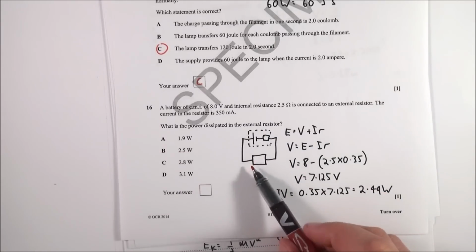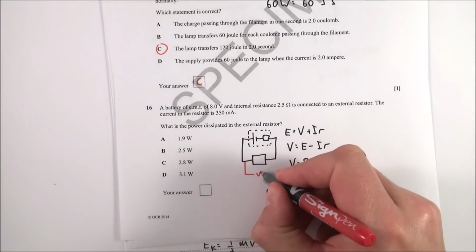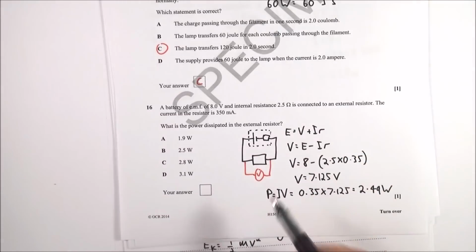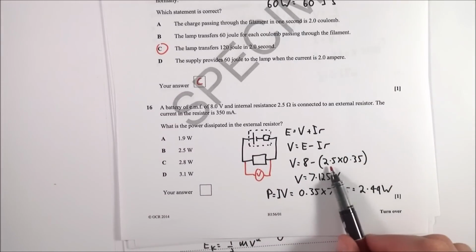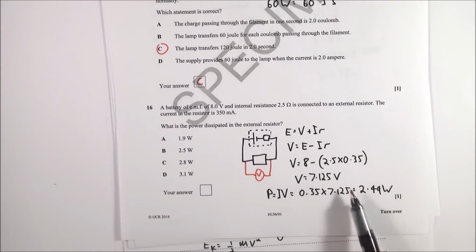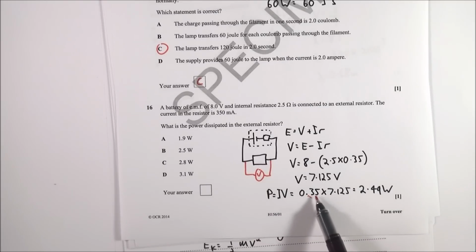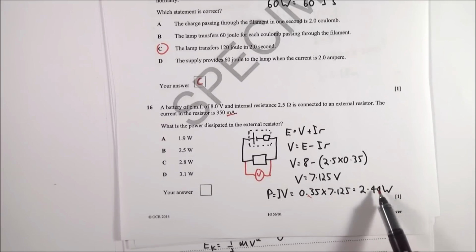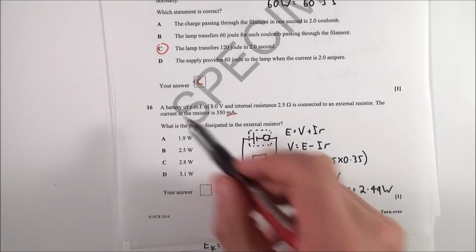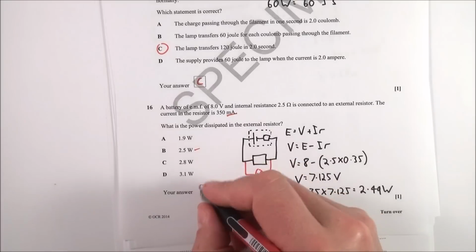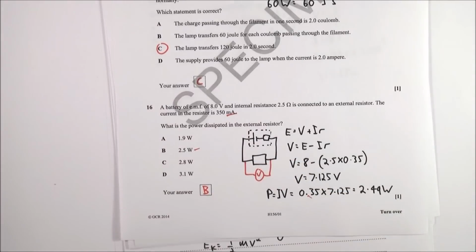So I can work out first of all the PD across this external resistor, and that's equal to 8 minus 2.5 times 0.35, which equals 7.125 volts. I then said, okay, let's work out the power. Power equals I times V. We know I is 0.35, or 350 times 10 to the minus 3. Times that gives a value of 2.49 watts, which luckily is one of the options over here. So the answer is B.